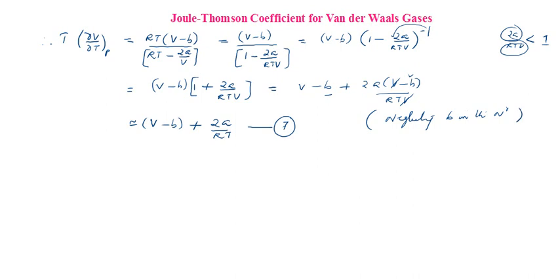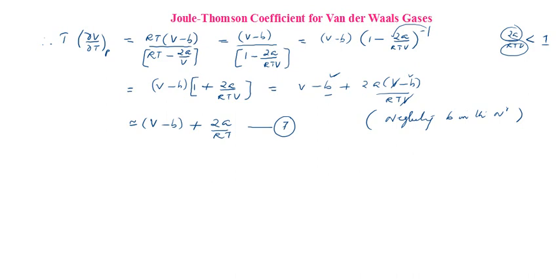We don't do that here because that is a direct subtraction and the other one is a fraction. In the fraction the contribution of this term b is very, very small. That is why we are neglecting it only in the fraction. We are not neglecting the b which is directly added or subtracted. So what was the LHS? That is T into dou v by dou T at constant P.